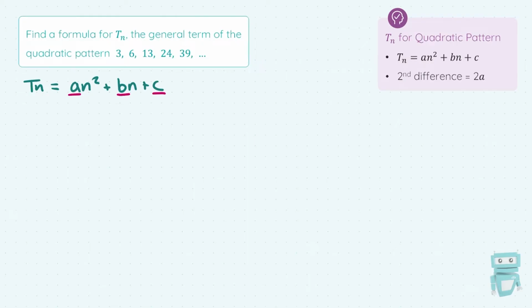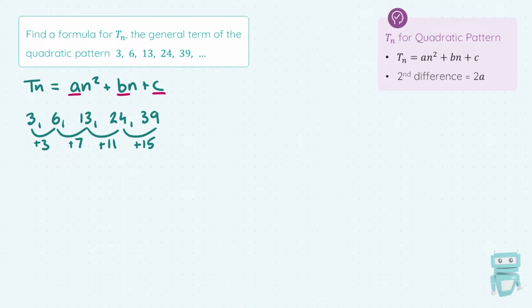Well, our next step tells us that the second difference equals 2a. And the differences is something we're going to have to find here. So let me throw my pattern down. We're going to do loops here to find our first difference. To go from 3 to 6, you have to add 3. To go from 6 to 13, you add 7. To go from 13 to 24, you add 11. And to go from 24 to 39, you add 15.